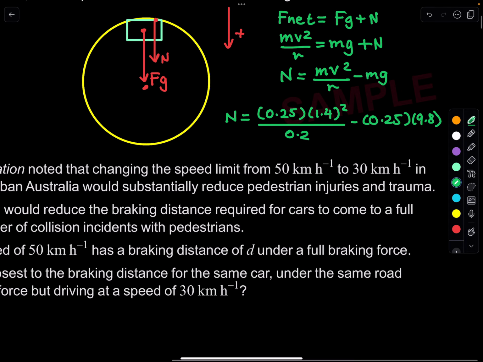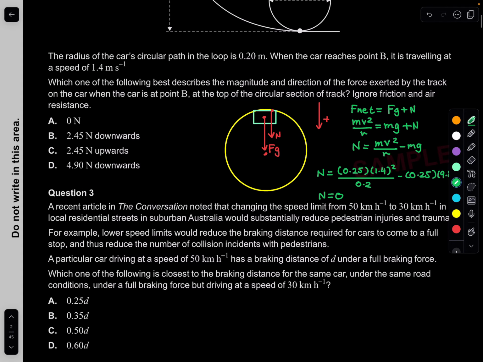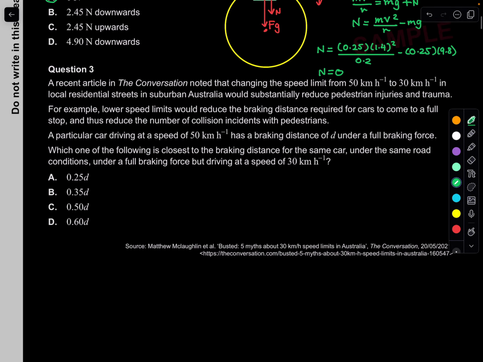Beautiful. So putting this in my calculator, that should give me my normal reaction force. So 0.25, 1.4 squared, 0.2 minus 0.25, 9.8. That gives me 0 newtons. Your normal reaction force is 0. So which one looks like? It's A. Beautiful. Done. Question 3.